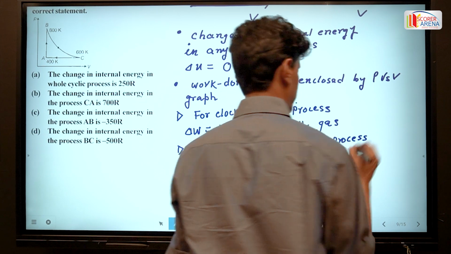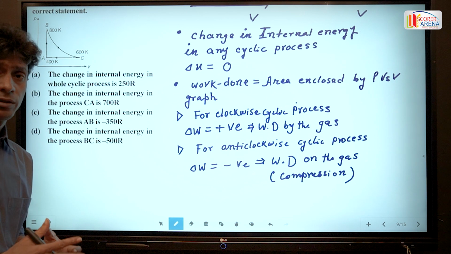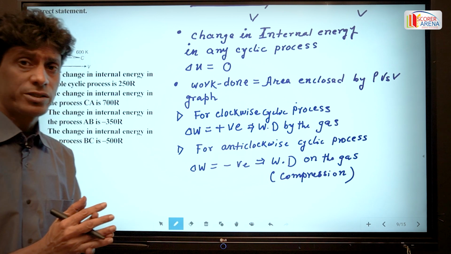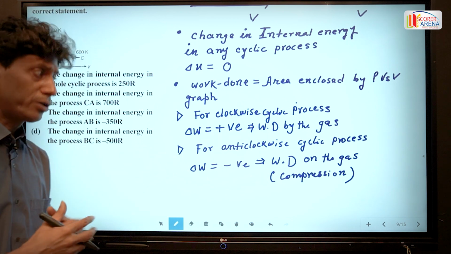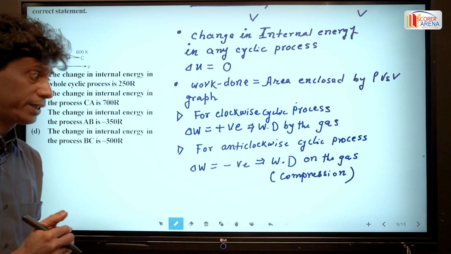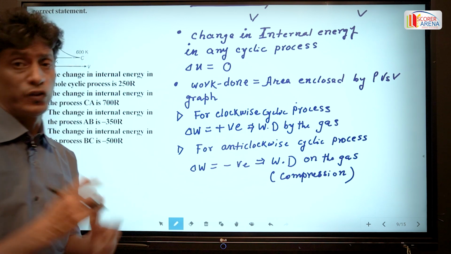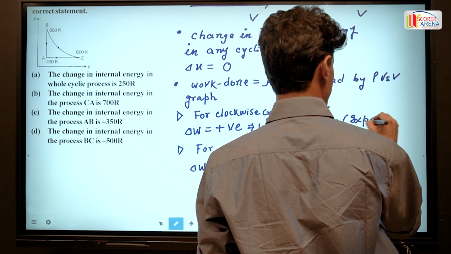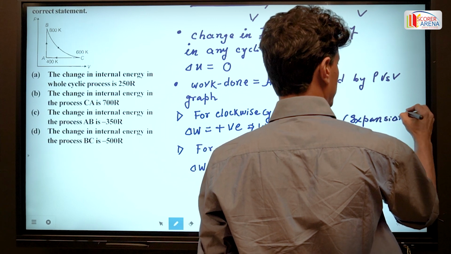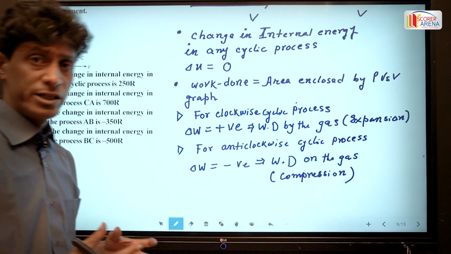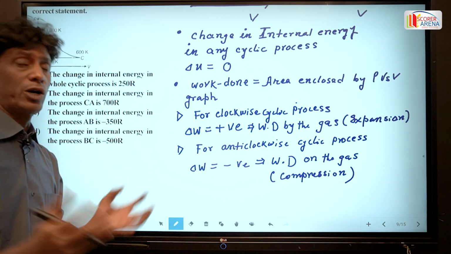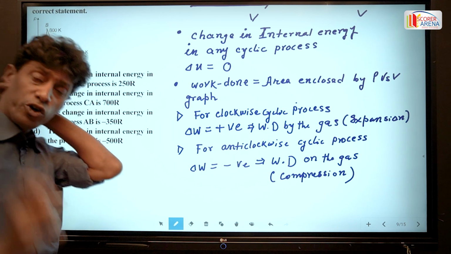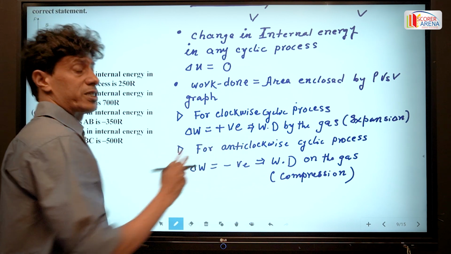In the case of compression, when the gas is compressed by an external agent or external force exerting pressure on the gas, the work done as per the convention is taken negative, and this means work done on the gas. Similarly, in the case of expansion, when the gas expands, that work is done by the gas or by the system against the surrounding pressure. So as per the convention, the work done is taken as positive.